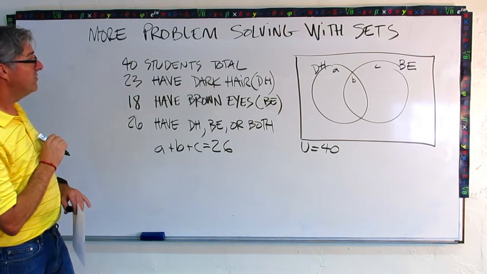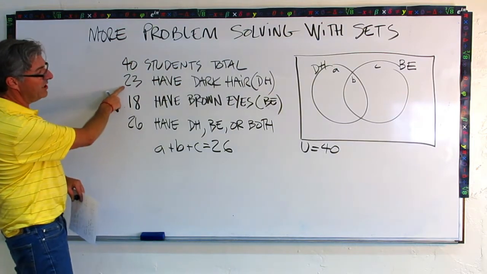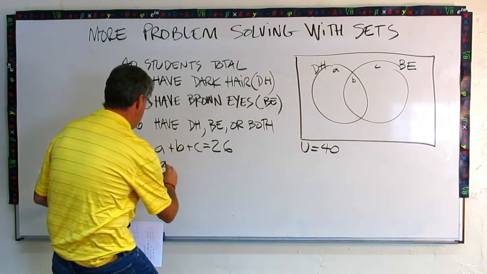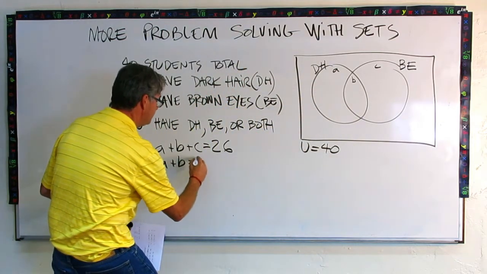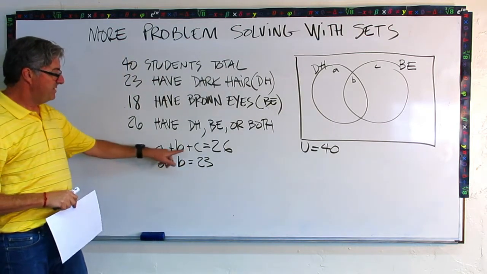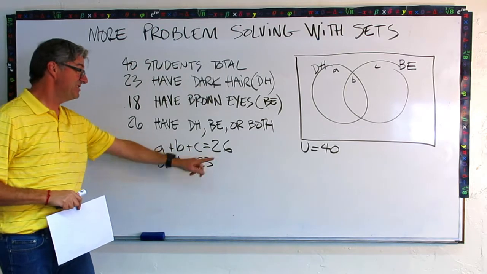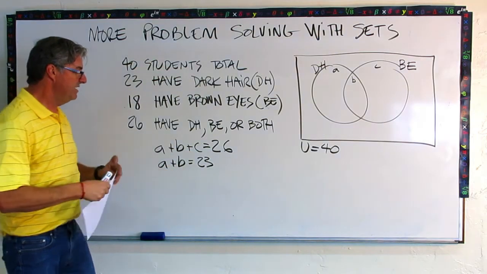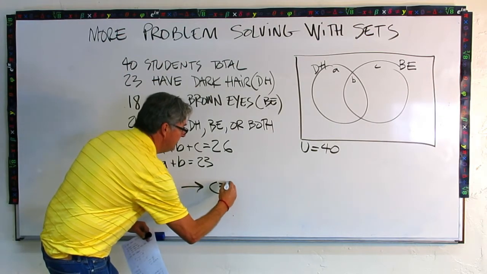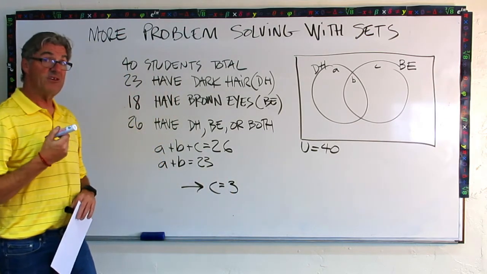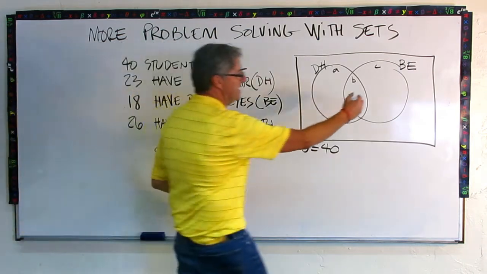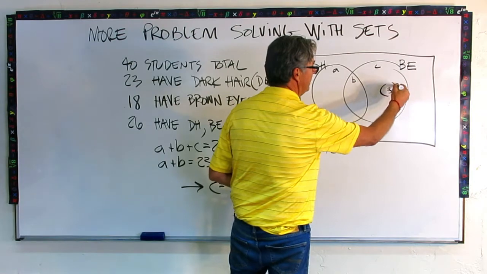But now we also know that since dark hair is 23, A plus B equals 23. So A plus B equals 23. So if A plus B plus C is 26, it's 3 more than just A plus B, then that tells us that C equals 3. And that's our key to getting into this Venn diagram. So let's write that here. We know C is 3.